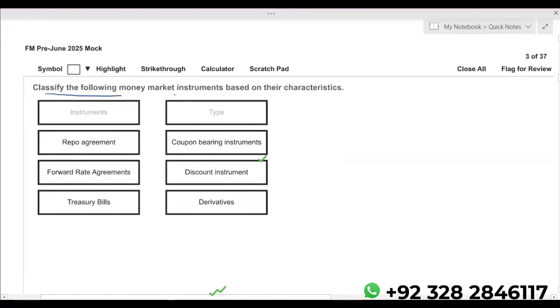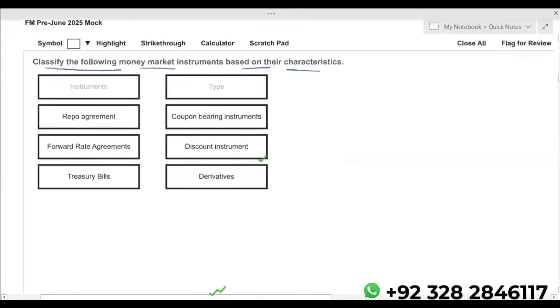Classify the following money market instruments based on their characteristics. You just need to match. Let's see. Repo agreement. Now, what is a repo agreement? There are a number of examples. Repo agreement means basically I'm selling something and then I'm going to repurchase that from you at a higher price.